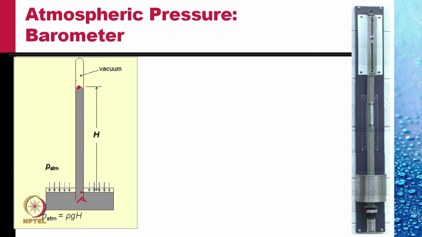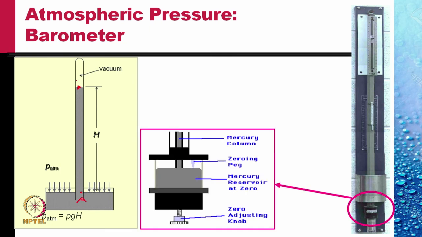This shows a typical construction of a commercial barometer which are in use in the school laboratories. The lower end of this barometer consists of a cup in which mercury is filled up. The bottom of this cup is made of a flexible membrane.